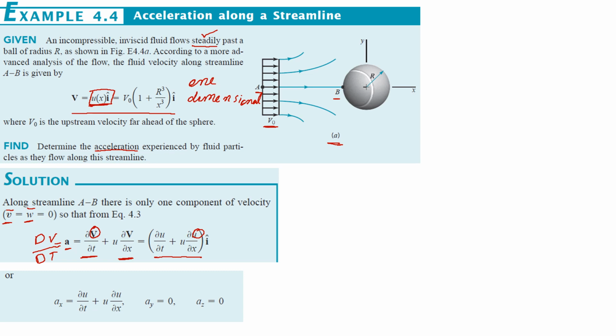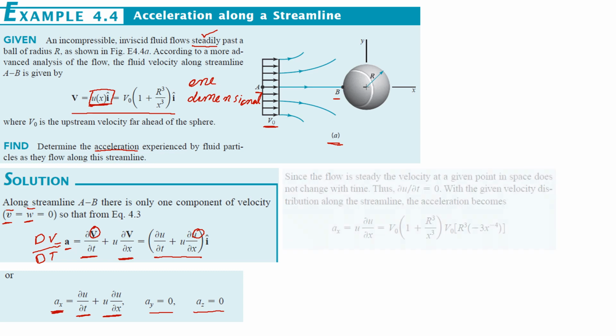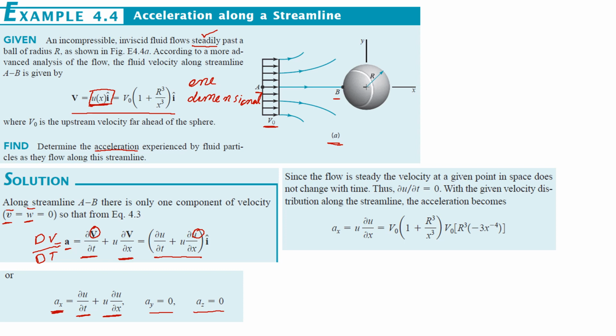Now simplifying it a little bit further, we are actually seeing velocity only in one axis, that is the x-axis. So we are actually computing acceleration only along the x-axis. So this acceleration will be equal to the local change plus the convective change. And in this case, the other two components of the acceleration will be equal to 0.